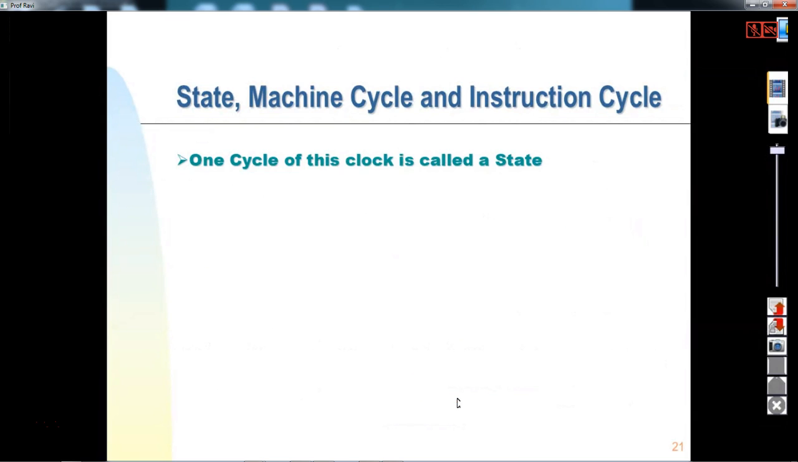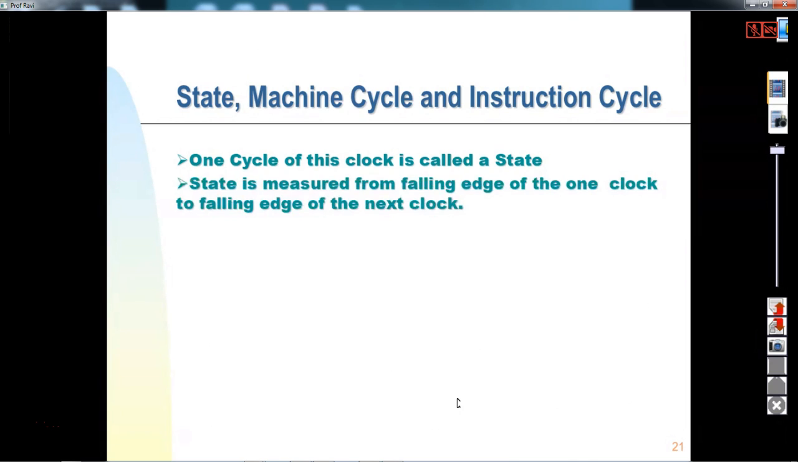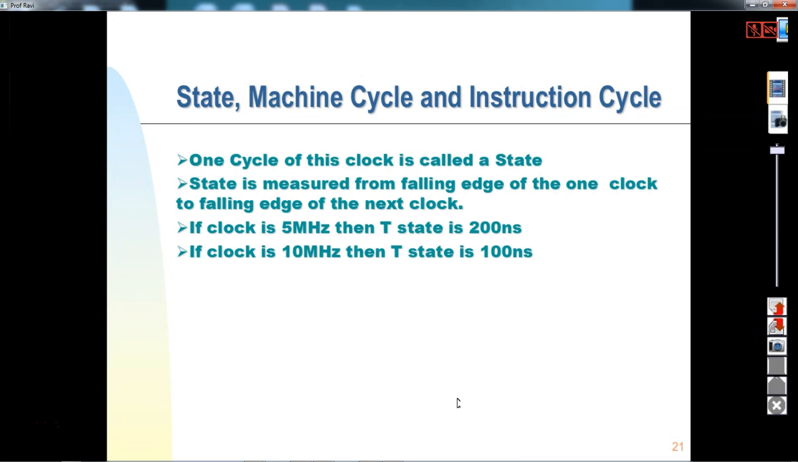So one cycle of this clock is called a T state, and the T state is measured from the falling edge of one clock to the falling edge of the next clock. If the clock is 5 megahertz, then the T state is 200 nanoseconds. If the clock is 10 megahertz, then it is 100 nanoseconds.